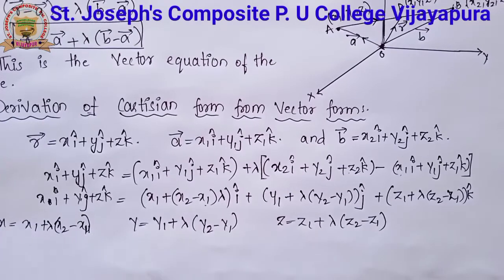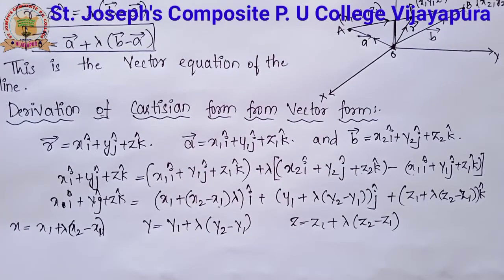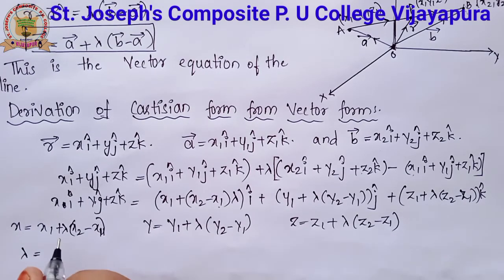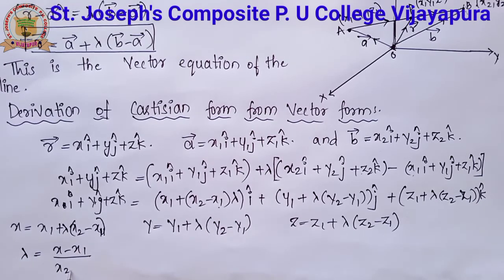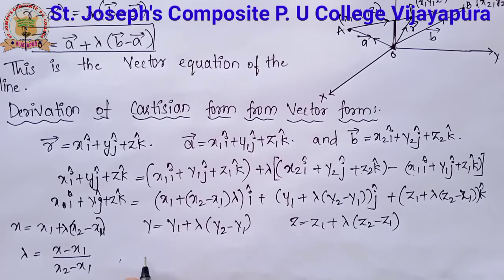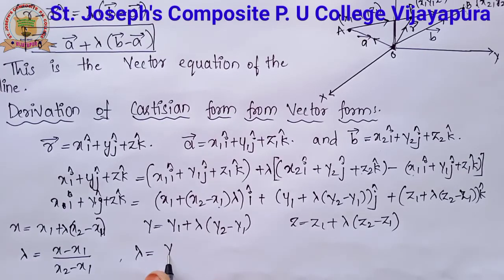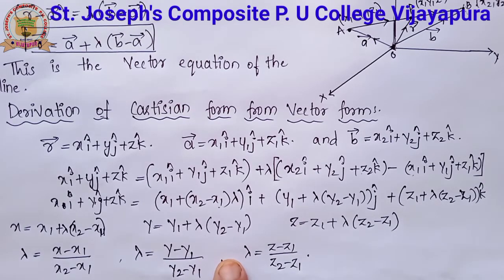This is the parametric equation. Now we have to eliminate the parameter lambda. We get lambda is equal to (x minus x1) by (x2 minus x1). From here lambda is equal to (y minus y1) divided by (y2 minus y1), and lambda is equal to (z minus z1) divided by (z2 minus z1). These all are the values of lambda.